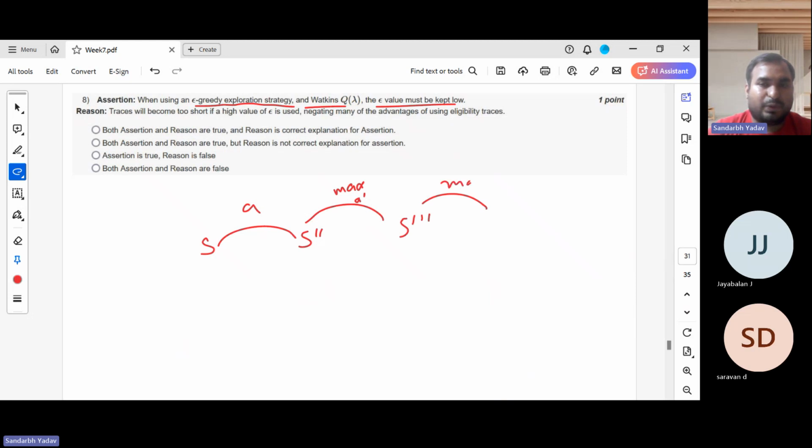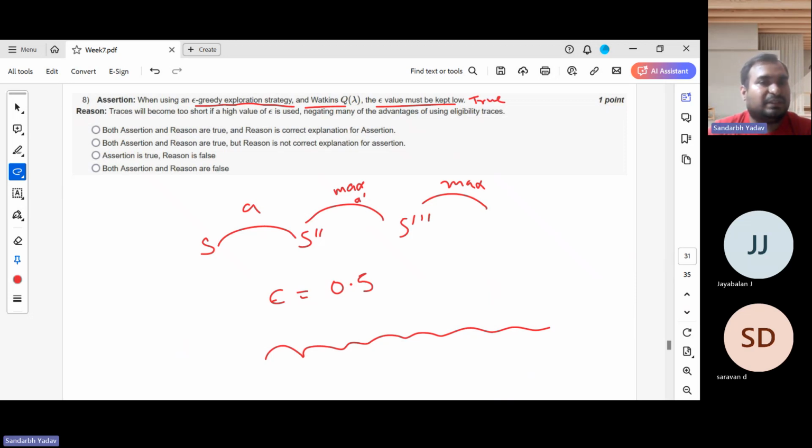But at some point, if you do an exploratory action, and if this epsilon value is high, then you will have these explorations. Suppose epsilon is 0.5 itself. Then with half probability, it might happen that the next action is not the greedy action, but the exploratory action. So these trajectories will become very short, right? Essentially what we want is for them to be longer, but that won't happen. So this statement is true. We should keep the epsilon as low as possible. This is true.